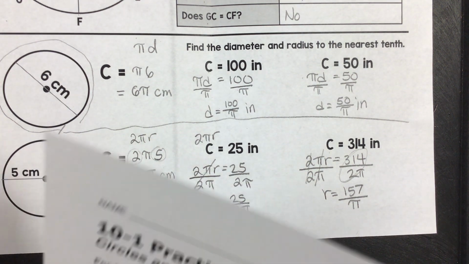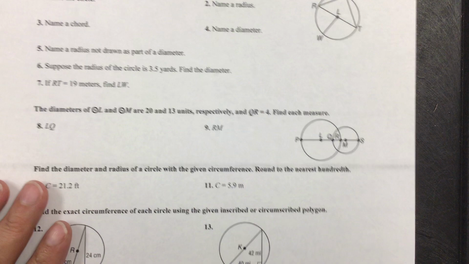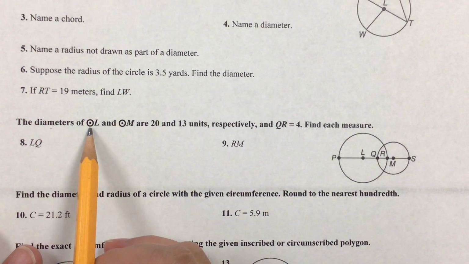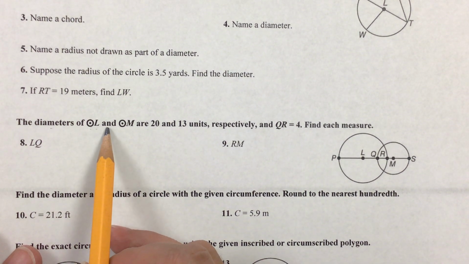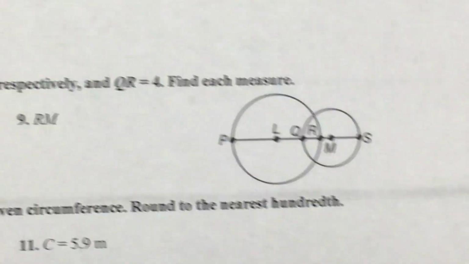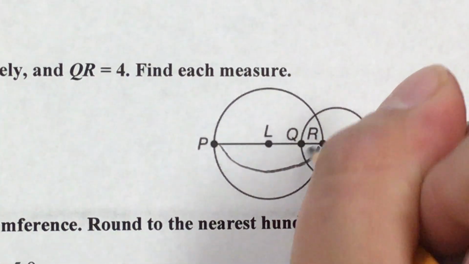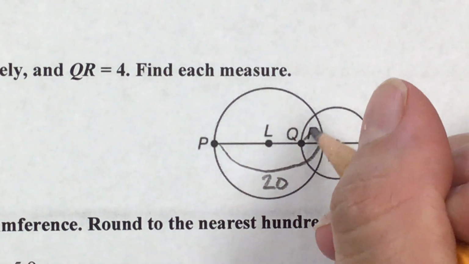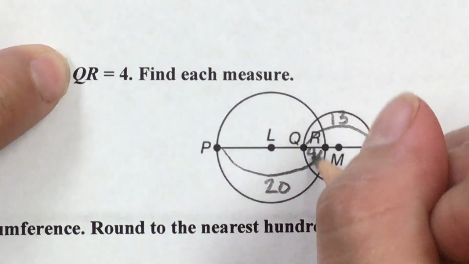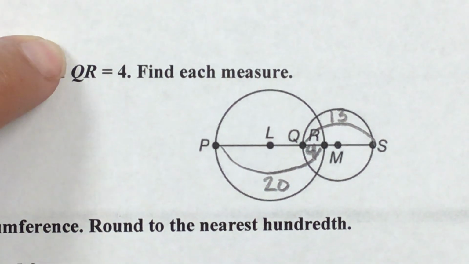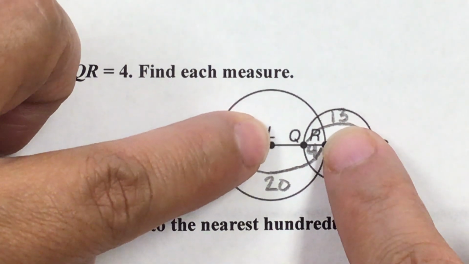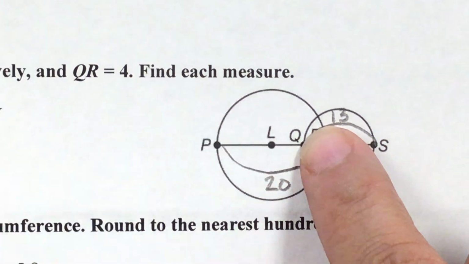Everything in the homework is pretty self-explanatory, except problems like number 8 and number 9, which I'll just make sure that you understand what it says. It says the diameter of the circle centered at L and the circle centered at M. That's what that means. That means that this radius, this whole thing, is 20. And this radius is 13. They also tell us that QR is 4 right here. How would you get these answers? You divide by 2 to get the radius, and then you subtract 4 to get what's left and get the answer LQ.